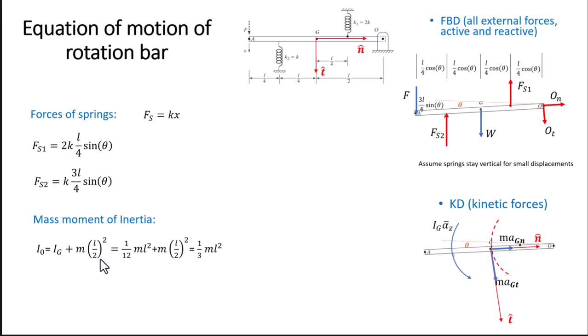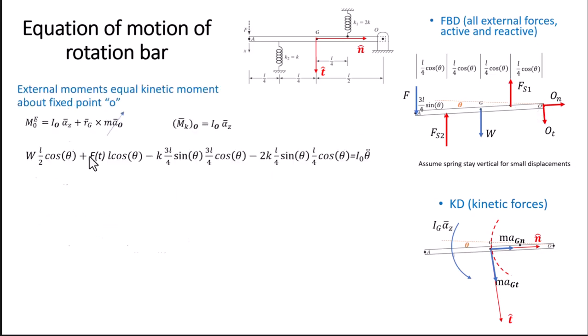For the mass moment of inertia at point O, we will use the parallel axis theorem: it is the mass moment of inertia at the center of mass plus md squared. D is the distance between the center of mass and point O. We will take external moments with respect to point O, and that equals the mass moment of inertia with respect to point O times the angular acceleration.